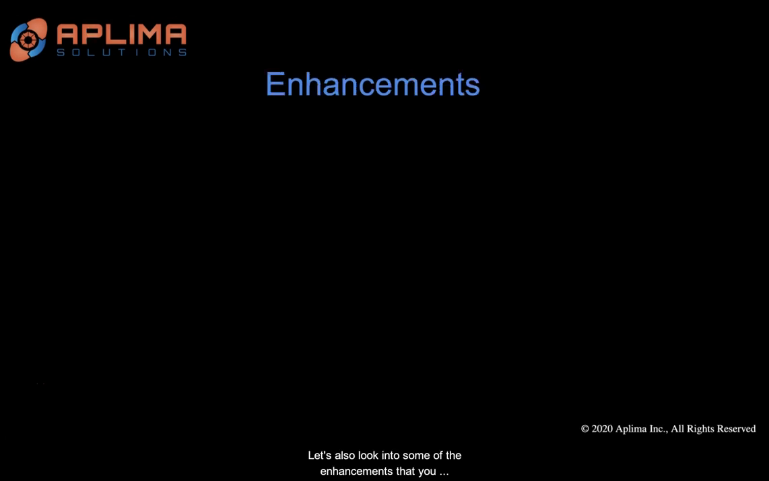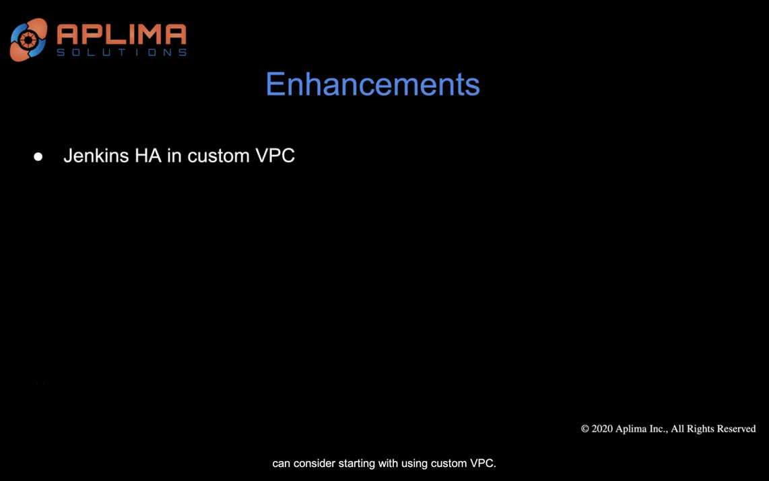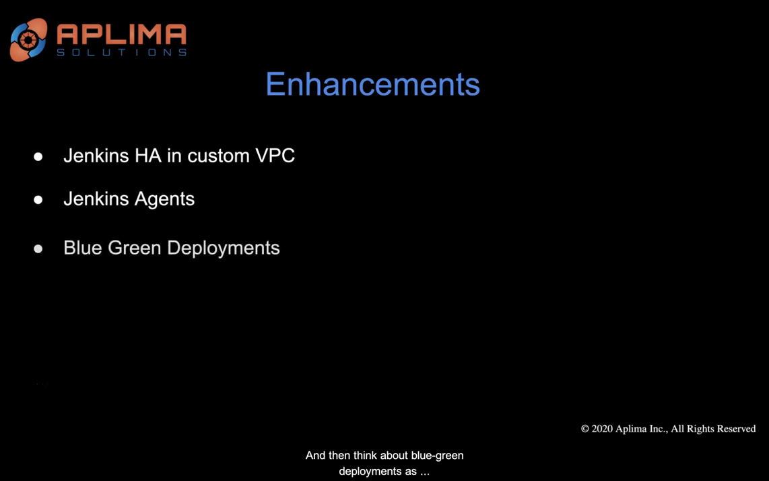Let's also look into some of the enhancements that you can consider, starting with using custom VPC. For the purpose of this demo, we use default VPC. You could also add Jenkins agents and then think about blue-green deployments as you roll out new Jenkins versions. Thank you, and I hope you enjoyed watching this video.